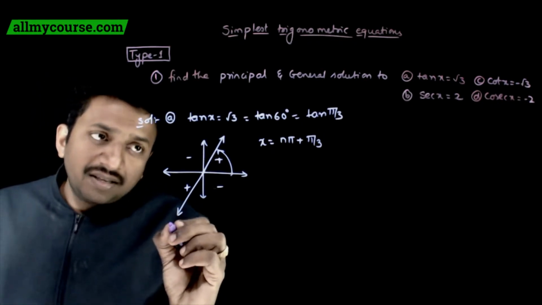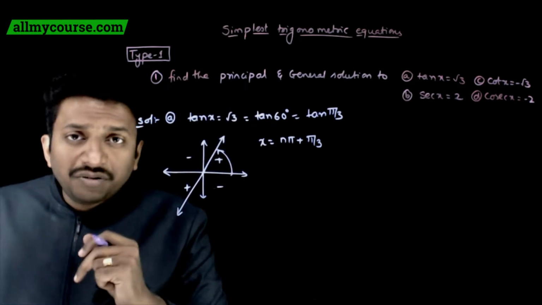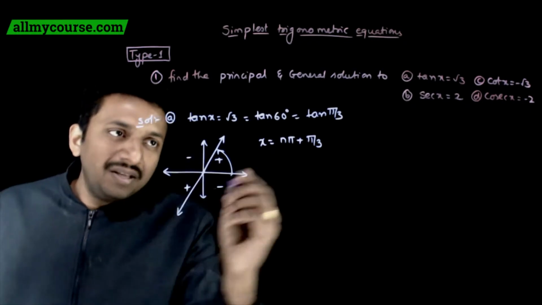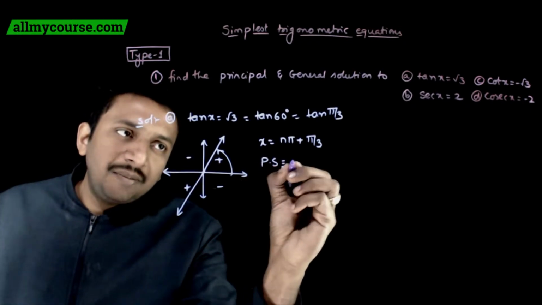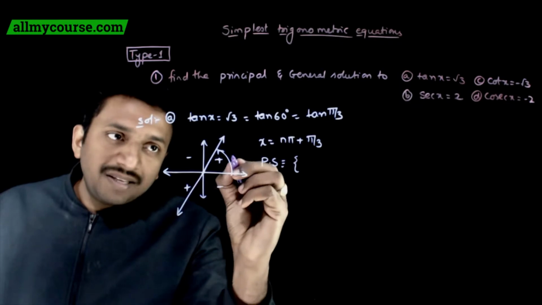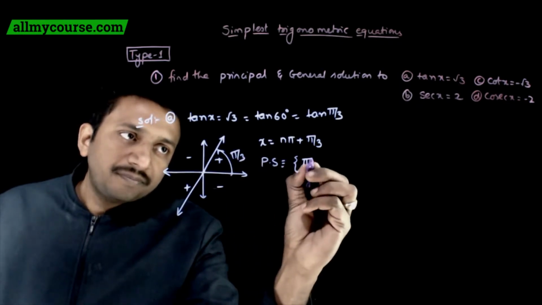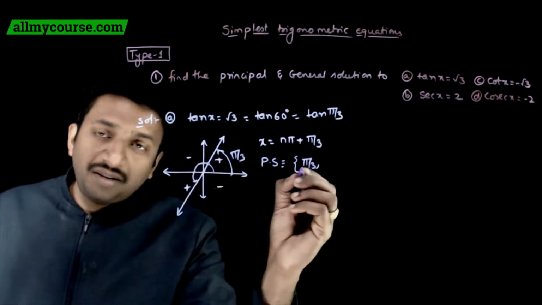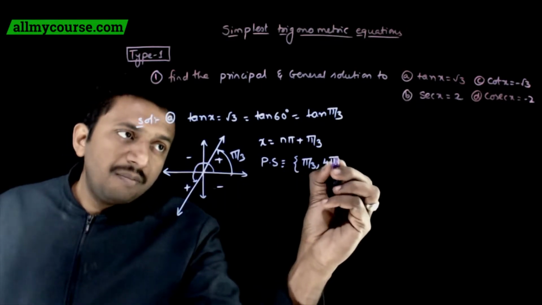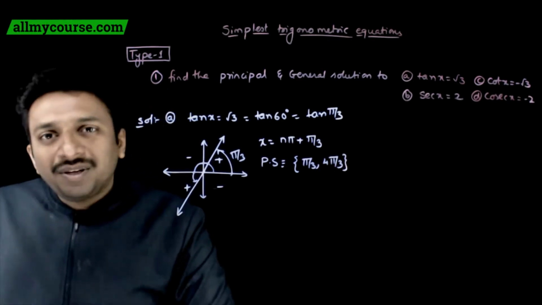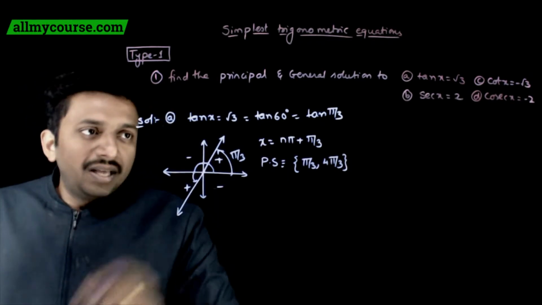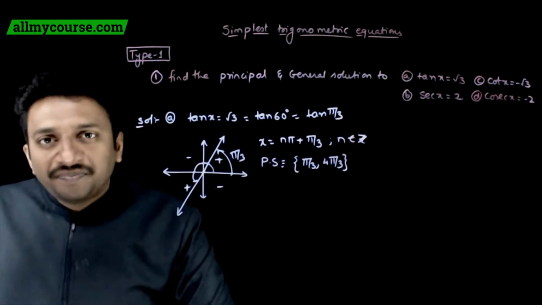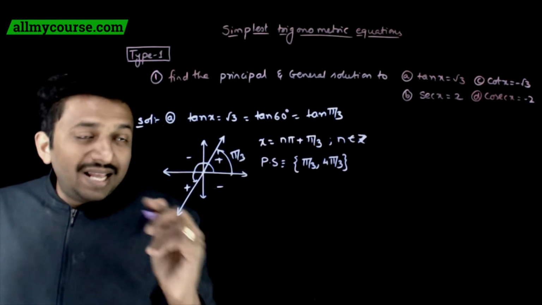Right? So next, you're also asked to find the principal solutions. Principal solutions are those solutions which lie in the first rotation. So the principal solutions are nothing but a set containing the first principal solution, pi by 3, which is 60 degrees, and the second principal solution, pi plus pi by 3, that is 4 pi by 3. So these two are the principal solutions of this equation, and this is the general solution where n belongs to integers. So now let us go to the next question.